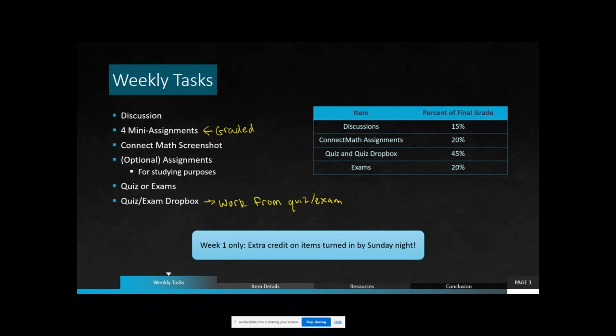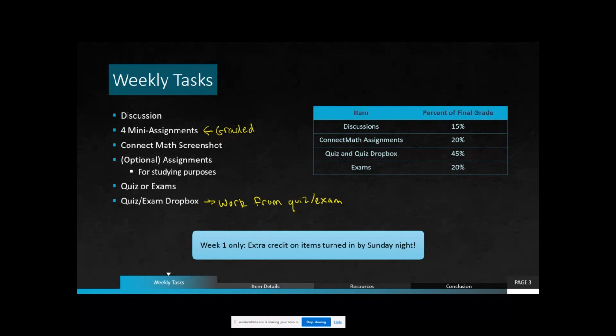As far as how these affect your grade, the quiz Dropboxes and your exams are worth the largest portion of your grade. So it's really important that you spend your time studying, because these make the biggest difference in your grade.